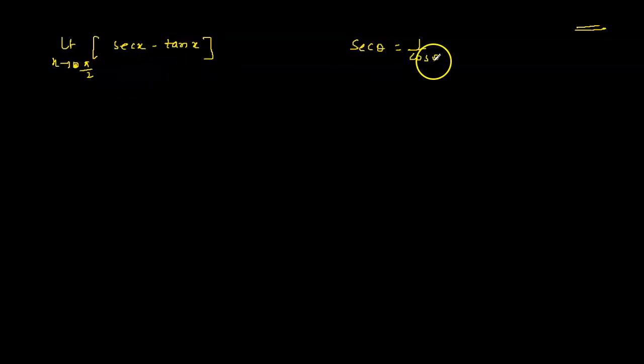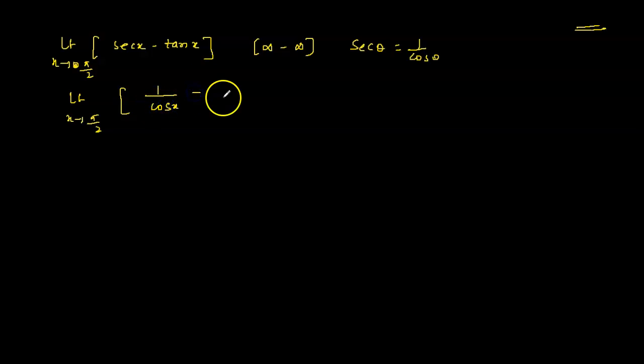Sec pi by 2 means 1 by cos 90. Cos 90 is 0, 1 by 0 is infinity, and tan 90 is also infinity. So we cannot apply L'Hospital here. First we have to convert it into the form of 0 by 0 or infinity by infinity, right? So secant of x I can write 1 upon cos of x, and for tan I can write sin x by cos x.